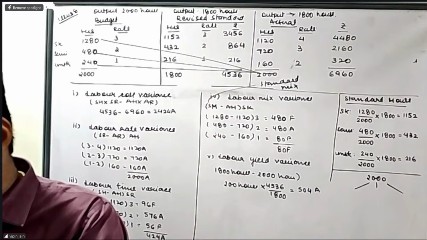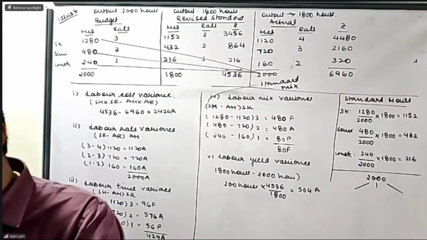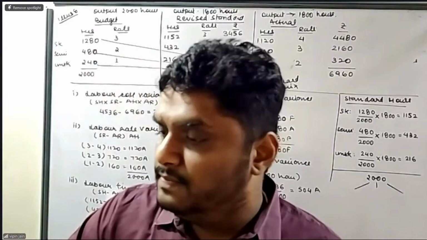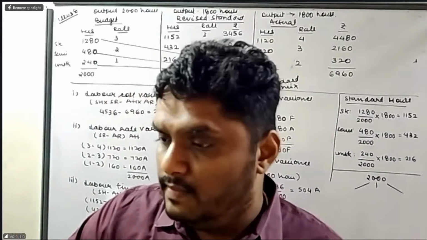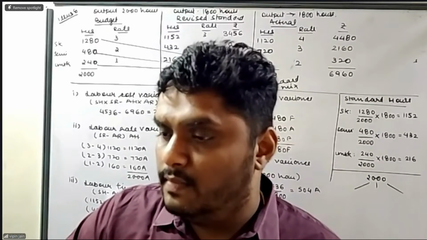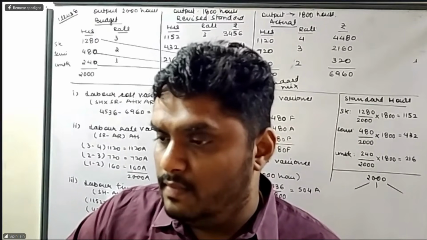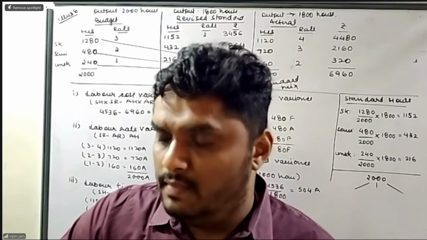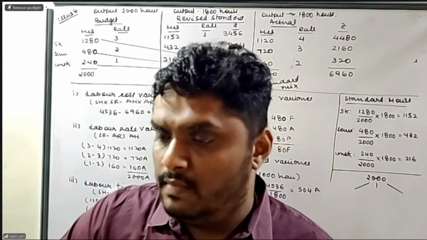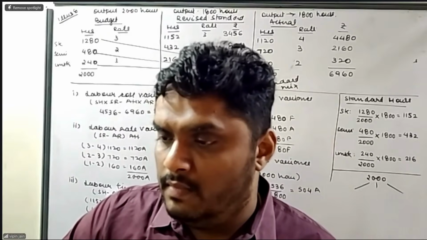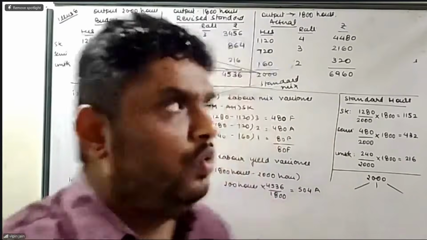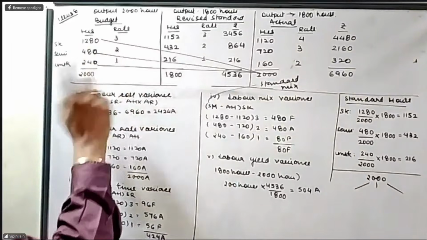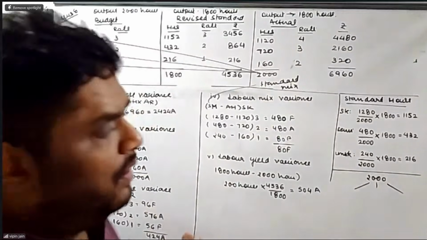Sir, will this work out? Hello, I'm audible, sir. Yes, tell me. While handling the standard mix in computation of mix variance, we need to spread it in a revised standard proportion, right? Like in this ratio, right? 2000 should be in the ratio of 1280, 480, and 240.